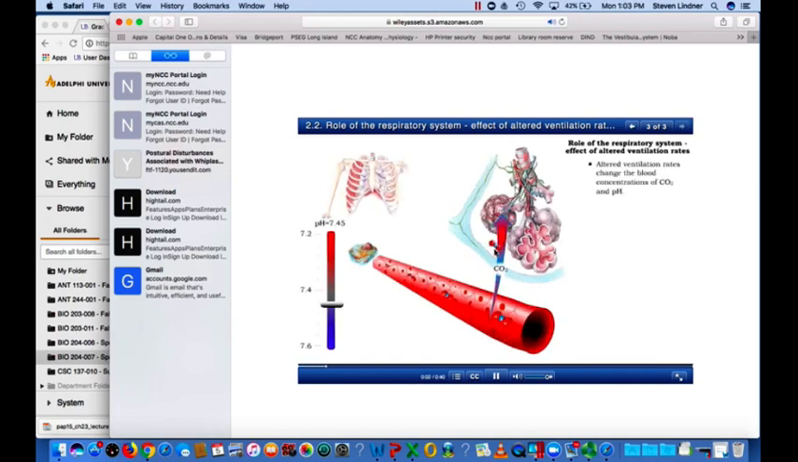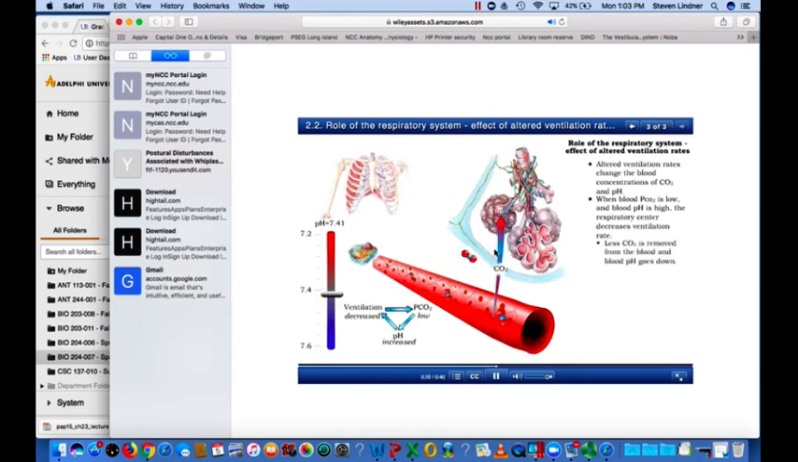Altered ventilation rates change the blood concentrations of carbon dioxide and pH. When blood carbon dioxide level is low and blood pH is high, the respiratory center decreases ventilation rate. Less carbon dioxide is removed from the blood, and blood pH goes down. When blood carbon dioxide level is high and blood pH is low, the respiratory center increases ventilation rate. More carbon dioxide is removed from the blood, and blood pH goes up.